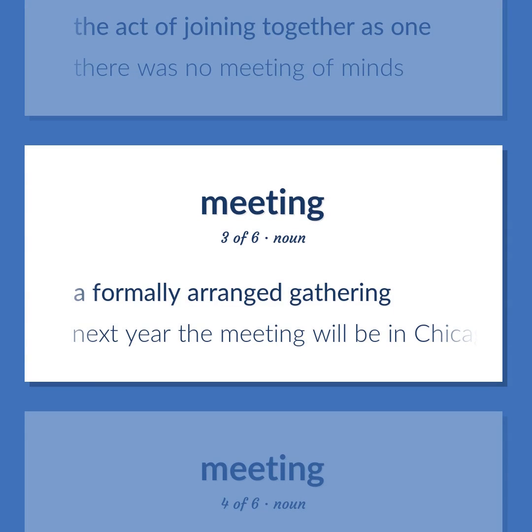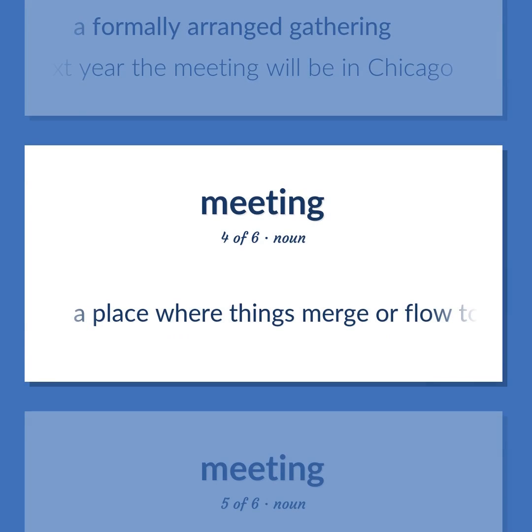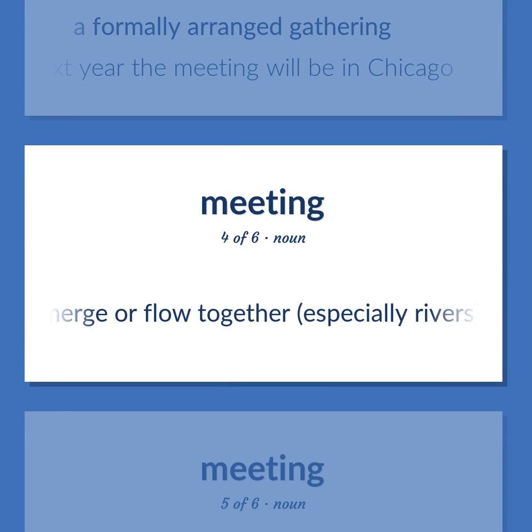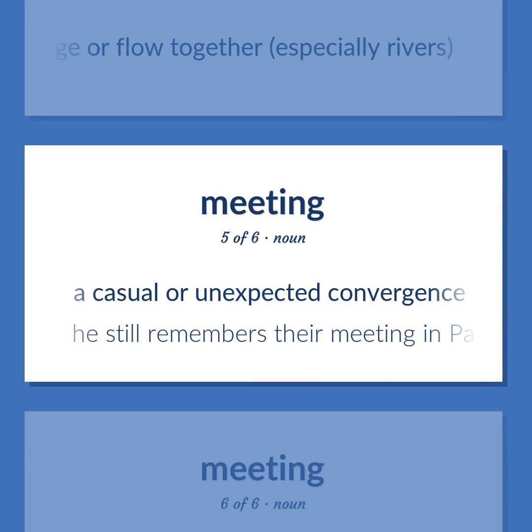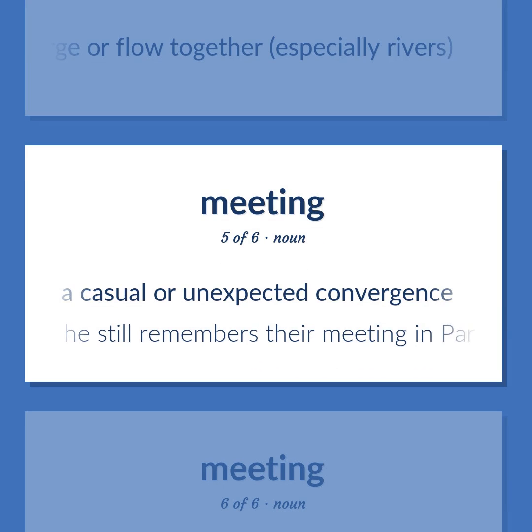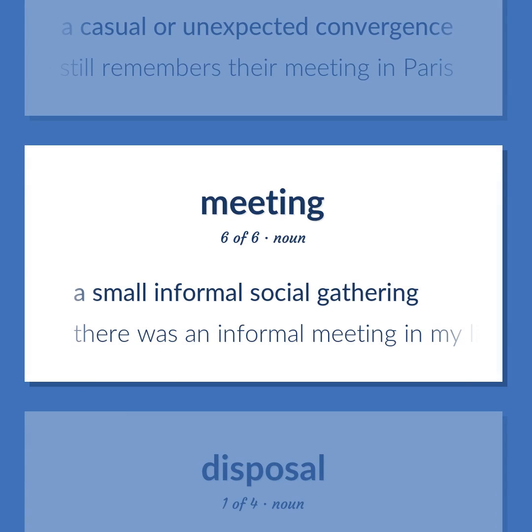A formally arranged gathering. Next year the meeting will be in Chicago. A place where things merge or flow together, especially rivers. A casual or unexpected convergence. He still remembers their meeting in Paris. A small informal social gathering. There was an informal meeting in my living room.